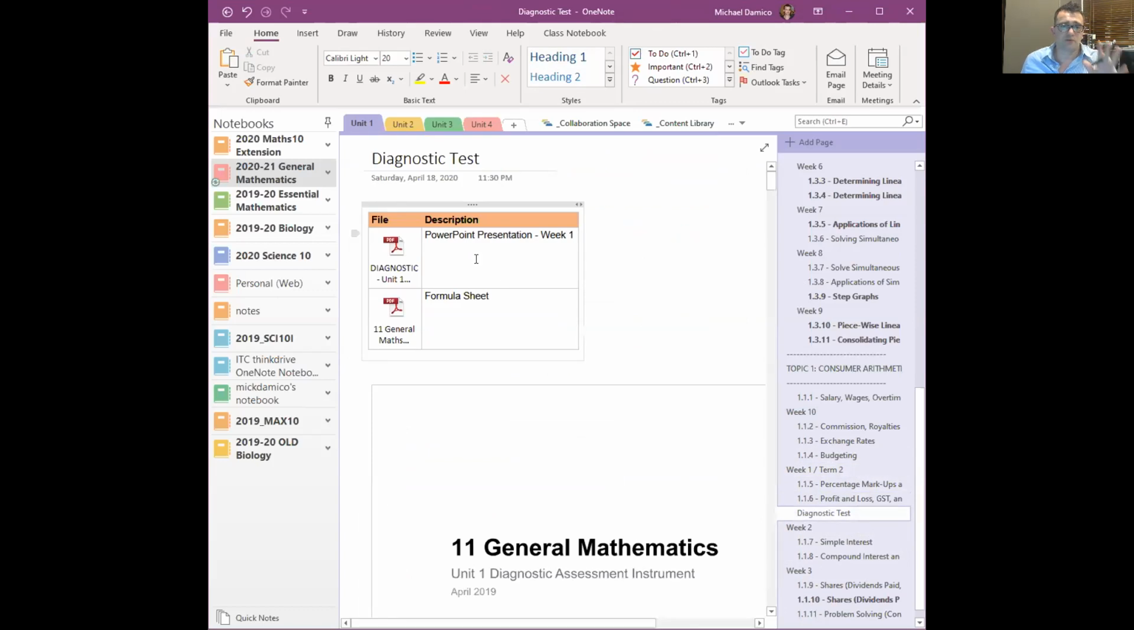Diagnostic test is loaded in. Once again, you need to make sure you are actually doing your diagnostic test. It needs to be emailed, so scan, photograph, I don't care how, send something through to me by 3:30 on Friday.